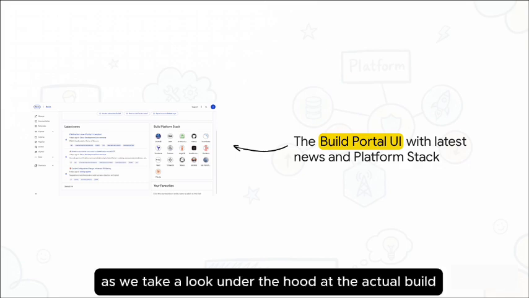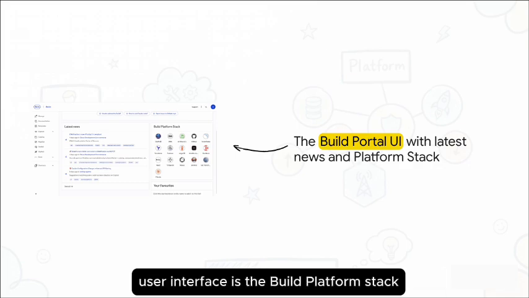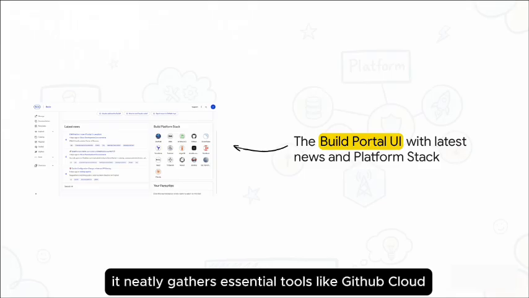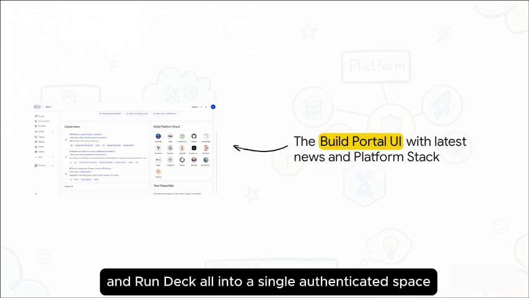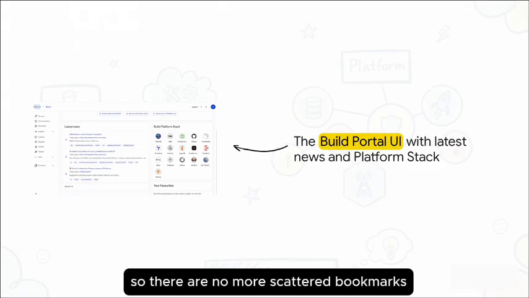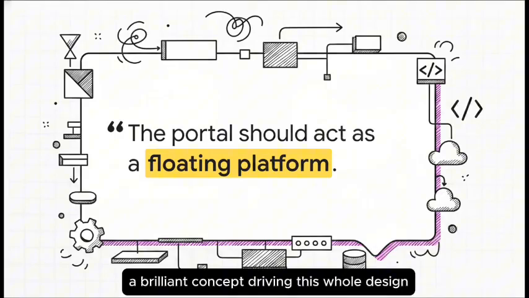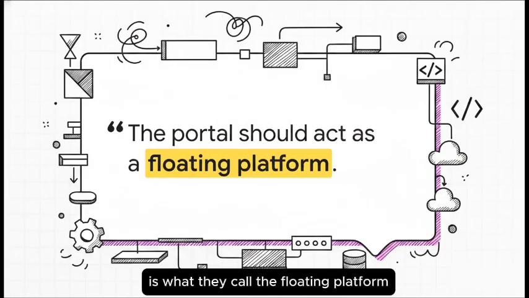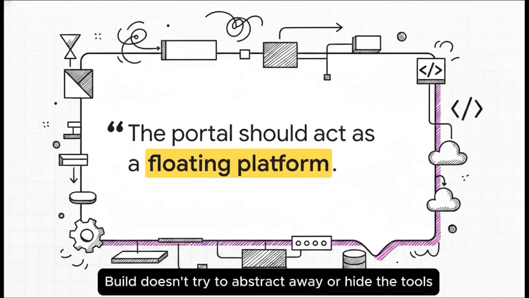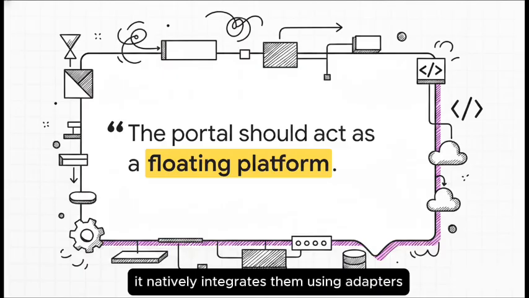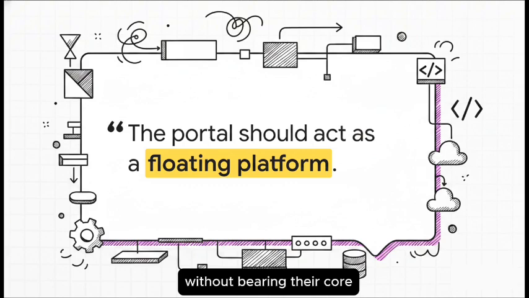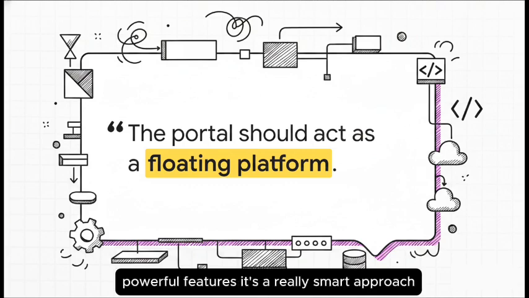Now, what's really interesting as we take a look under the hood at the actual Build user interface is the Build platform stack. It neatly gathers essential tools like GitHub, Cloud, Terraform, and Rundeck, all into a single authenticated space. So there are no more scattered bookmarks, just immediate access, surrounded by all the latest platform news. A brilliant concept driving this whole design is what they call the floating platform. Build doesn't try to abstract away or hide the tools developers already love. Instead, it natively integrates them using adapters. It organizes and governs these tools without burying their core, powerful features. It's a really smart approach.